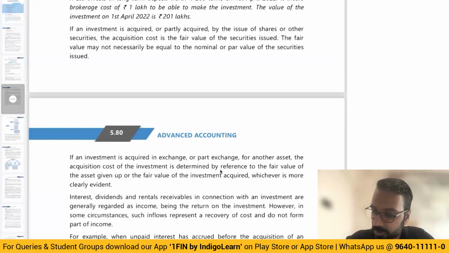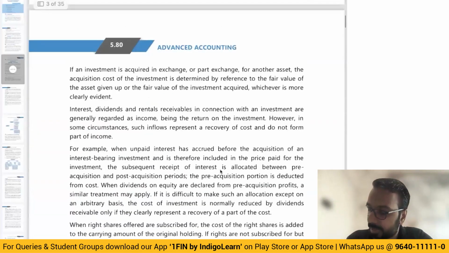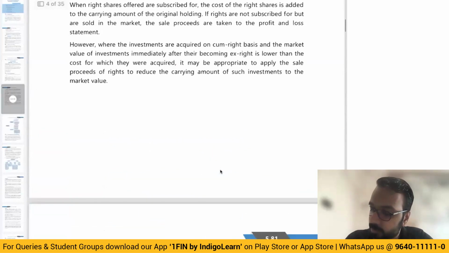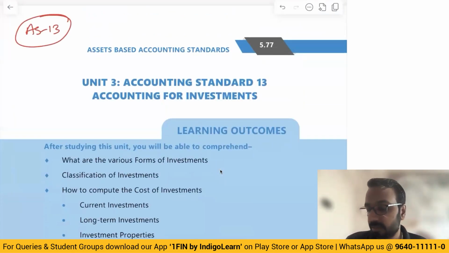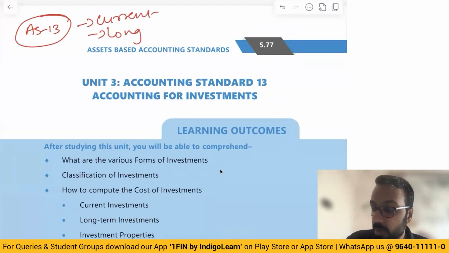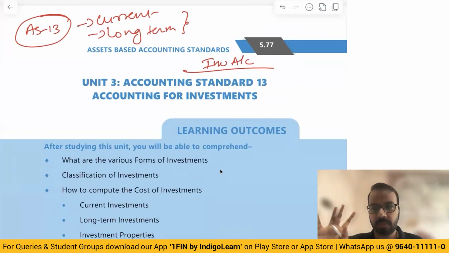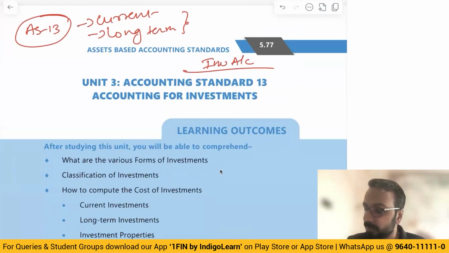And then the second type of question is where we have to prepare a ledger account for investment. So one is where they'll test the core principles of accounting standard 13. How do you value current investment? How do you value long-term investment? These principles are tested. Then we have the second type of question where they will ask you to prepare the investment account in the books of the investor. These are the two types of question that generally come up.